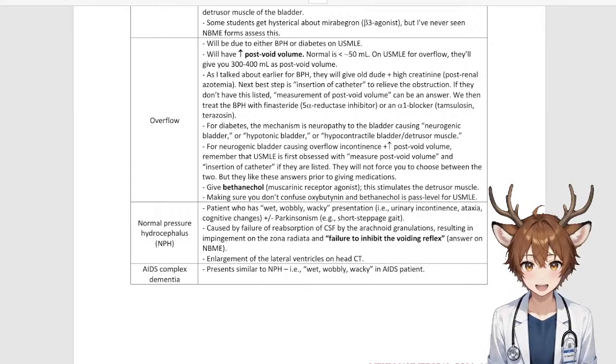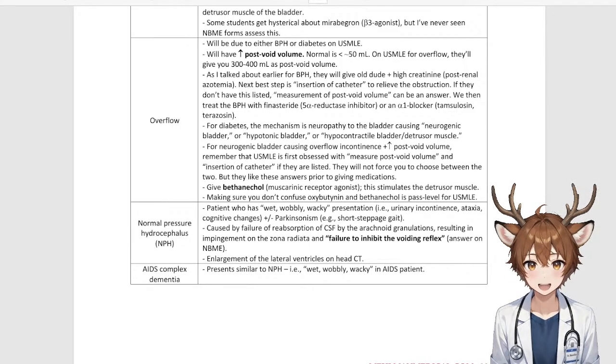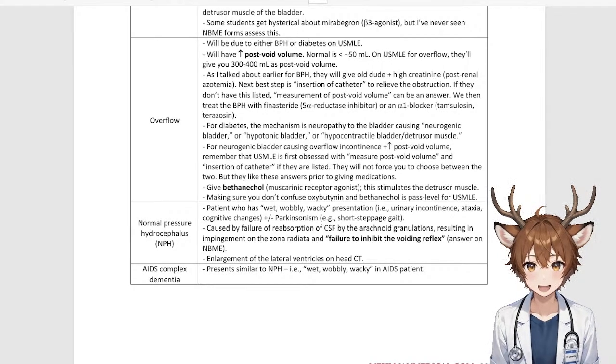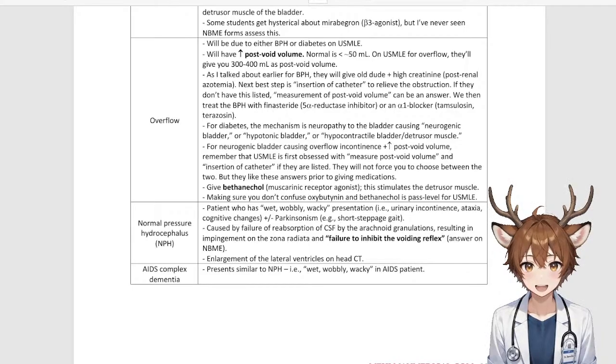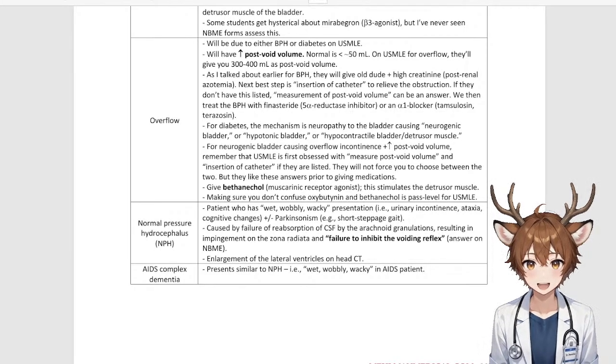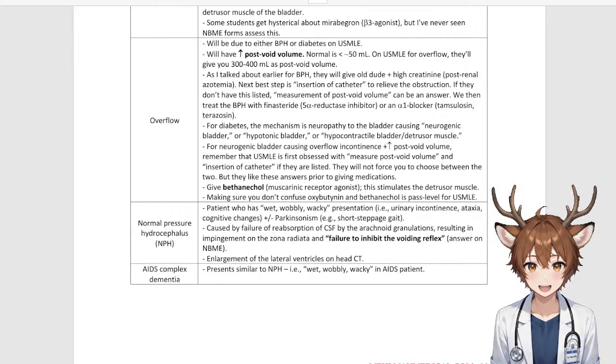As I talked about earlier for BPH, they will give you an old dude plus high creatinine, post-renal azotemia. Next step is insertion of the catheter to relieve the obstruction. If they don't have this listed, measurement of post-void volume can be an answer. We then treat the BPH with finasteride, a 5-alpha reductase inhibitor, or an alpha-1 blocker, tamsulosin or terazosin.